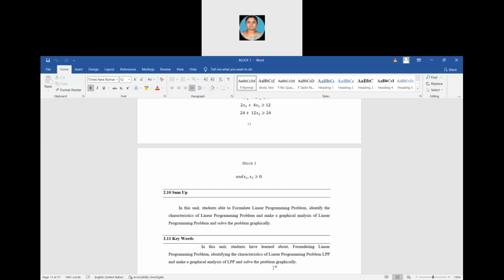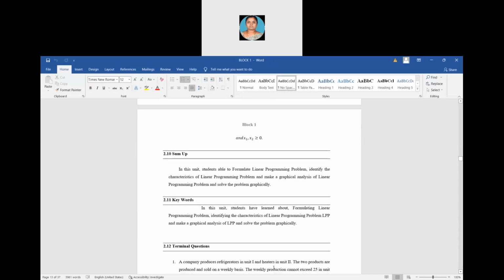And the next thing is the keywords. What are the keywords used here? In this unit we learn how to formulate an LPP. LPP is the short form for linear programming problem. Identifying the characteristics of a linear programming problem, making a graphical analysis of it and solving the problem graphically. All these are the keywords. So the linear programming problem we can express in terms of LPP.